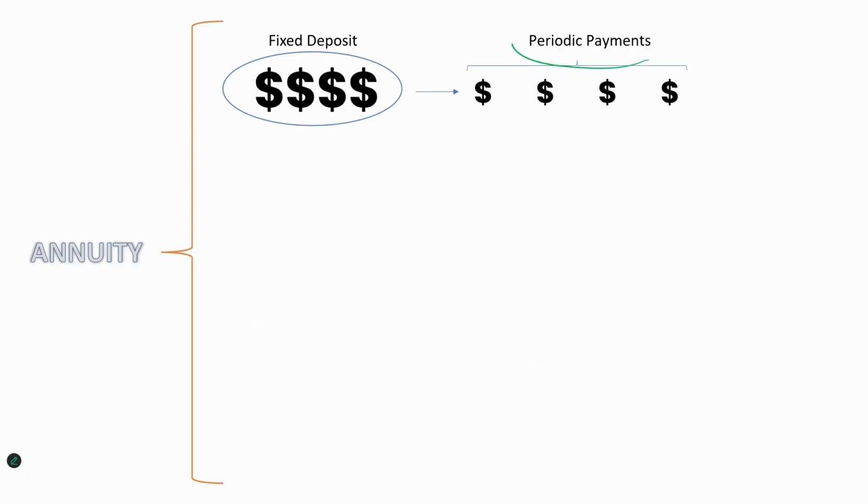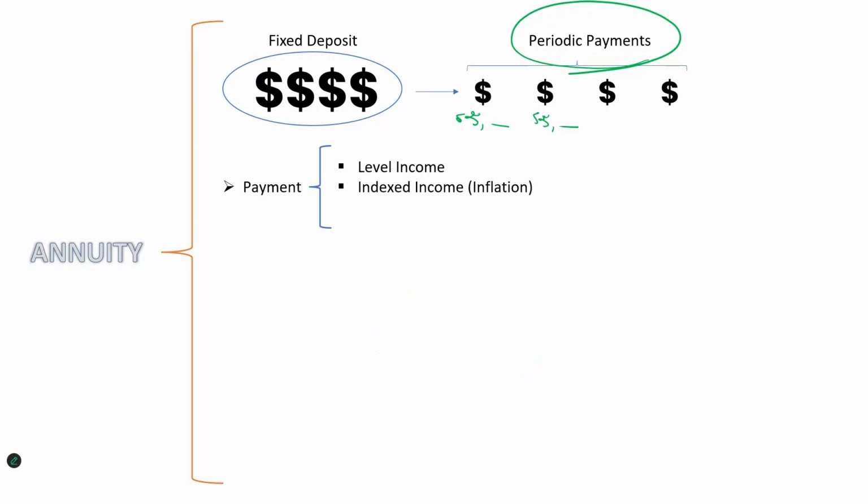These payments that we're getting can come in different ways. It could be level. That means that, let's say, it's always $5,000 a month. It could be indexed, so it goes up based on a percentage. Let's say the first year you're getting $5,000, and the next year it's a 5% increase, so you're going to get $5,250, and then the next year another 5% increase. It could be based on inflation as well, depending on the type of contract that you signed.